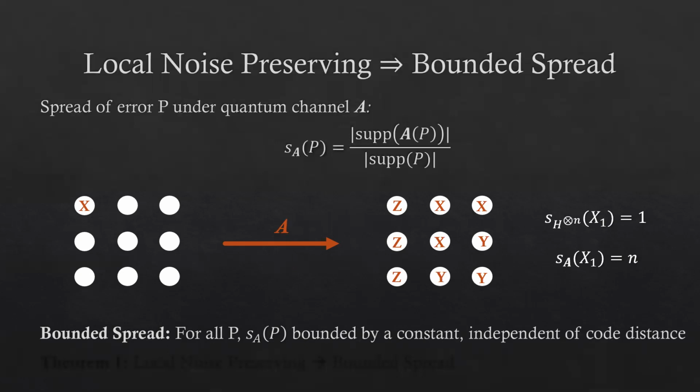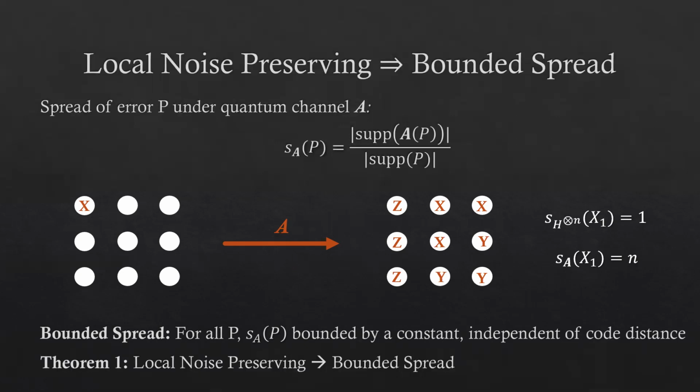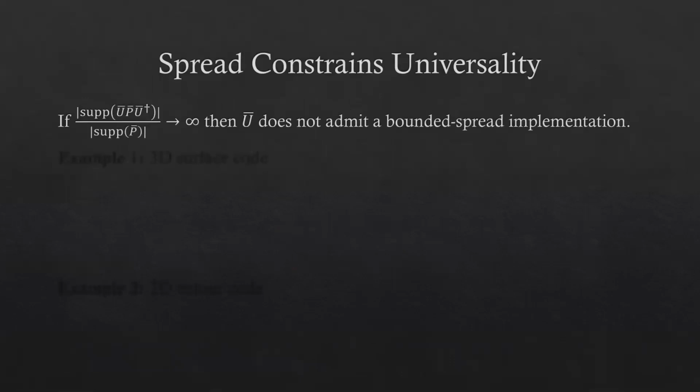We precisely define a quantum channel to have bounded spread if for all Pauli errors P, the spread of P under A is bounded by some constant independent of the code distance. In particular then, with this definition, we show as theorem 1 that local noise preserving channels necessarily have bounded spread. This is important since we also show that the spread of a quantum channel constrains its ability to complete a universal gate set. In particular, the basis for this is noting that in the case where the ratio of the image of a logical operator P bar under the action of U bar over the support of P bar goes to infinity as the code size increases, then U bar does not admit a bounded spread implementation.